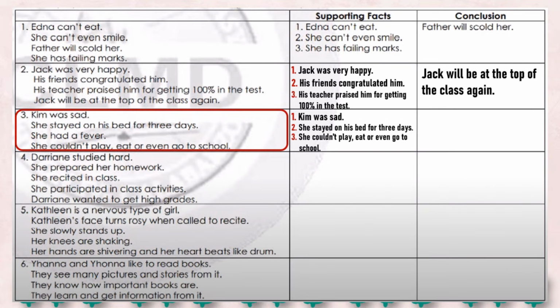She couldn't play, eat, or even go to school. And the conclusion is, she had a fever.